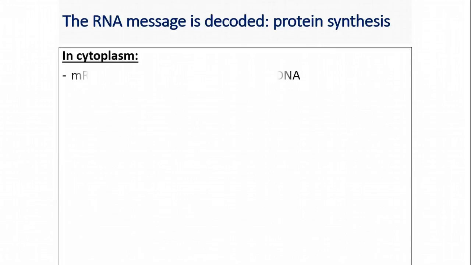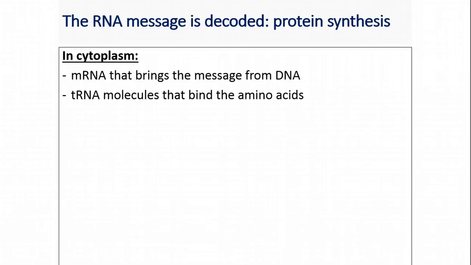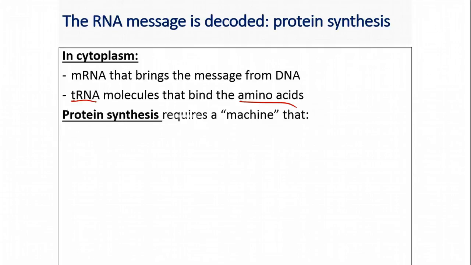So this is how the message is decoded. In the cytoplasm, mRNA brings the message from DNA. Then we have the tRNA molecule that we just talked about with 2 binding sites. The anticodon region of tRNA binds to the mRNA and the other end of the tRNA binds to the amino acid. So we have an amino acid bound to a tRNA, which binds to mRNA.